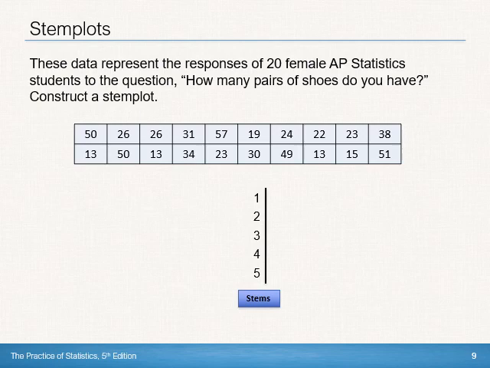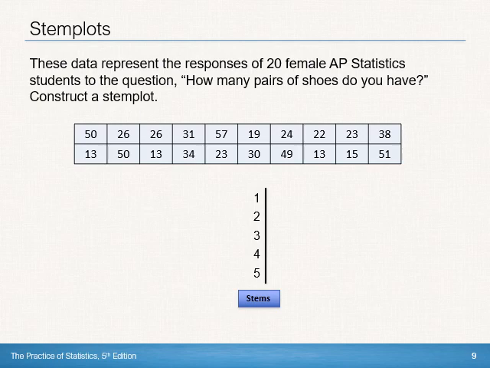All right, so we make the stems. We start with 1 because that is the lowest. That data value is 13, right? So we have to have a 1. The largest data value appears to be, what, 51? And so we need a 5 for the 50s. We don't have a 6 because we have no 60s. We don't have a 0 because we have no single digits. Okay.